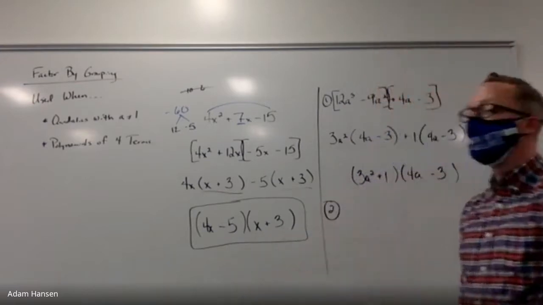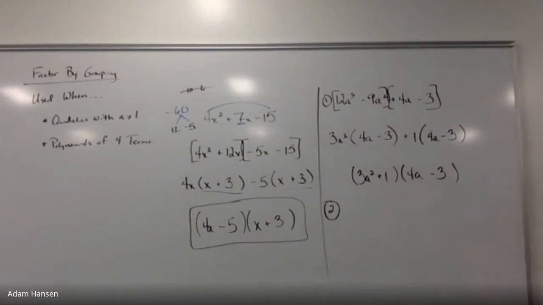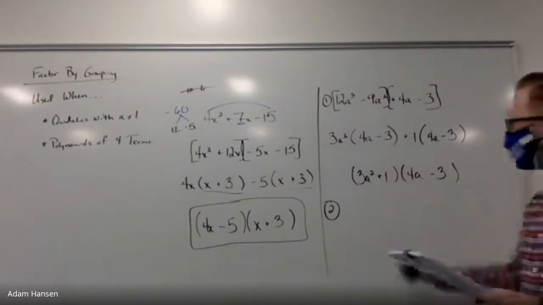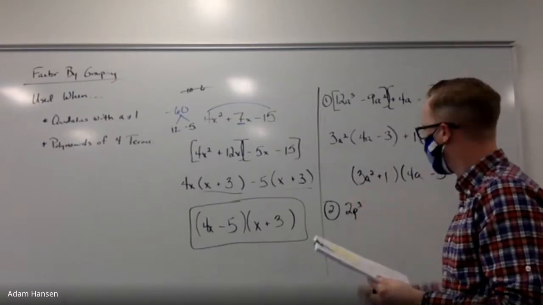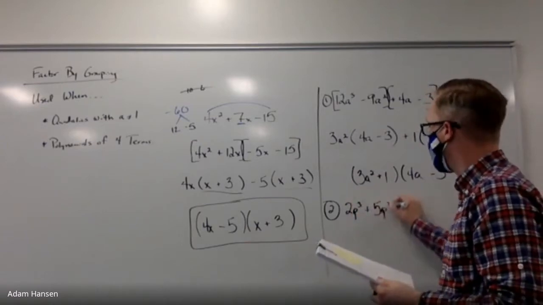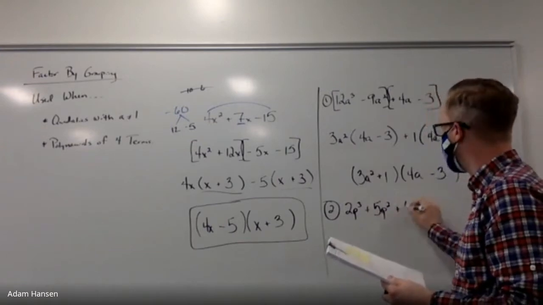Do the next one. Do 2 on your own, please. Let's see if you got the next one. 2p cubed plus 5p squared plus 6p plus 15.